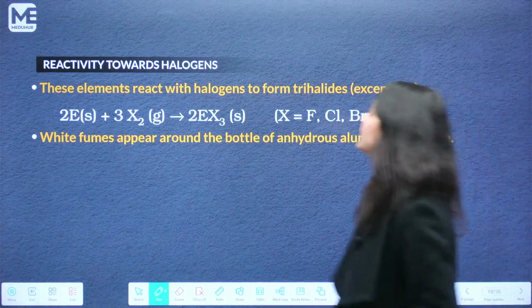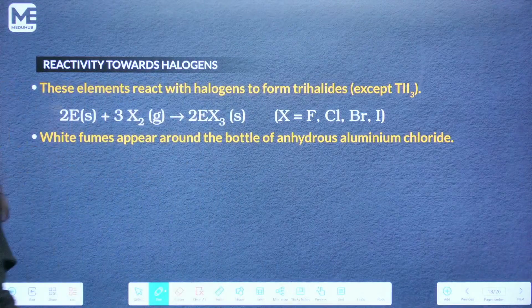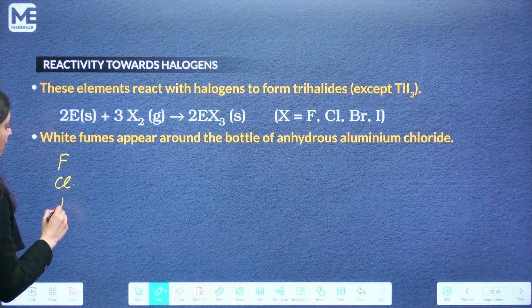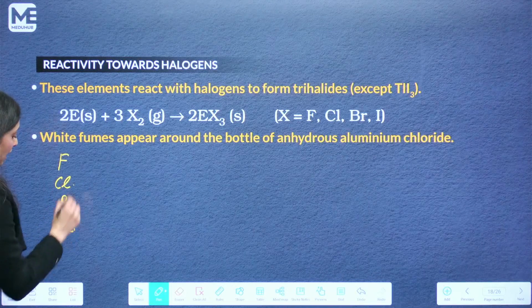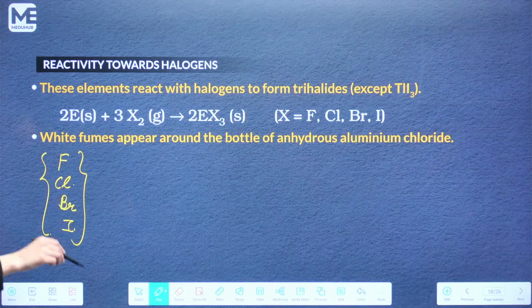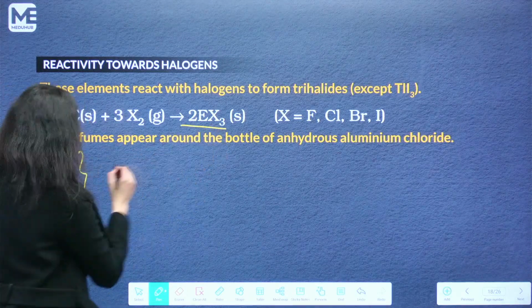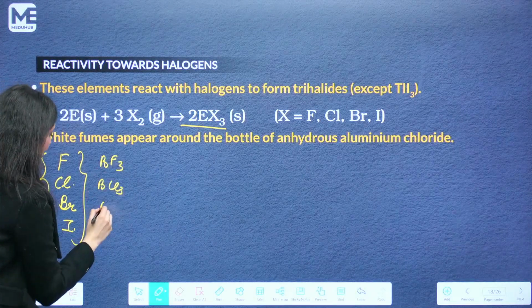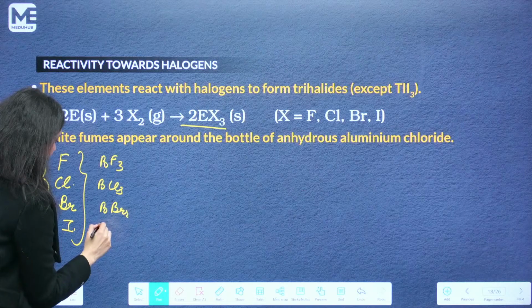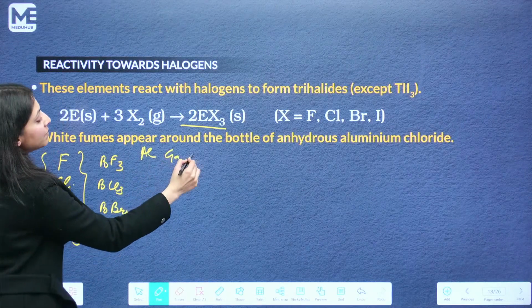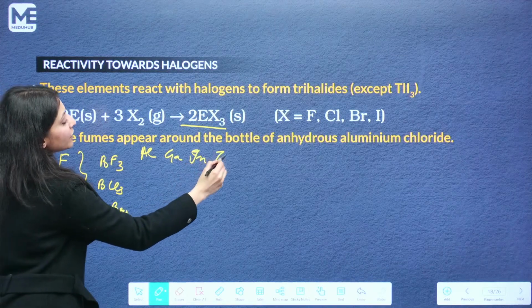The third is reactivity towards halogens. So all these elements react with all the halogens: fluorine, chlorine, bromine, iodine. All the group 13 elements react with halogens to form trihalides. So we'll have BF3, BCl3, BBr3, BI3. Similarly for aluminium, for gallium, for indium and for thallium.